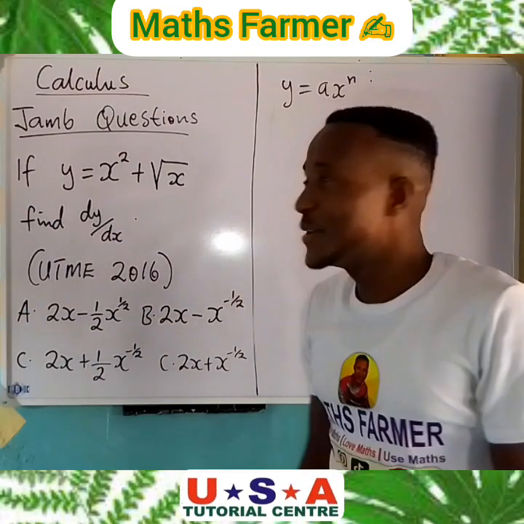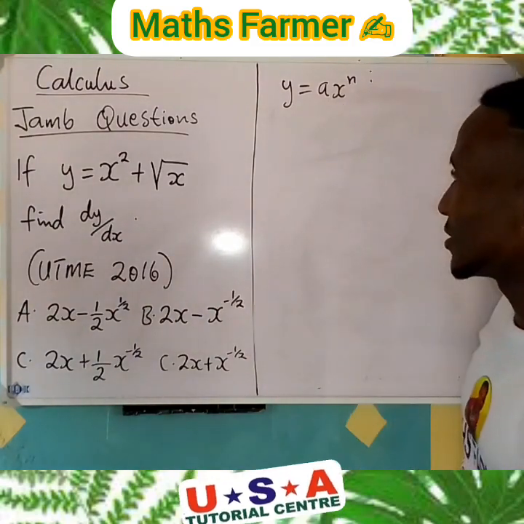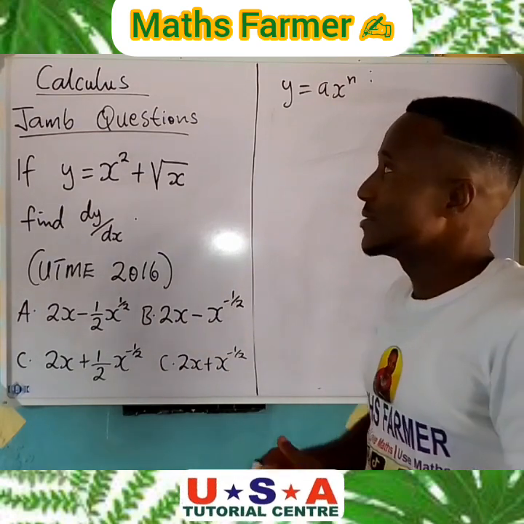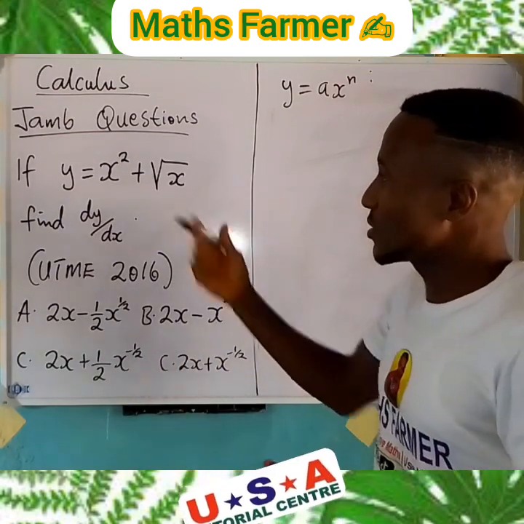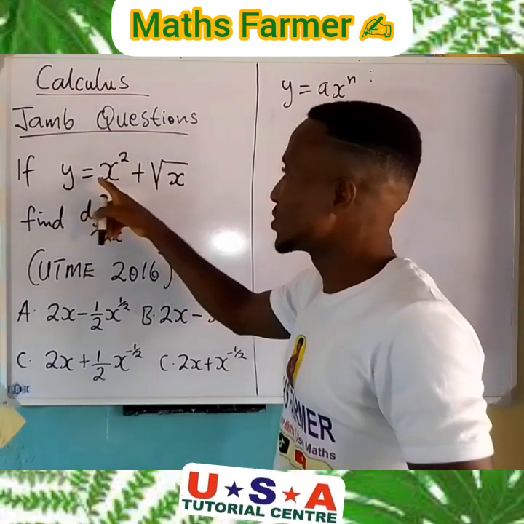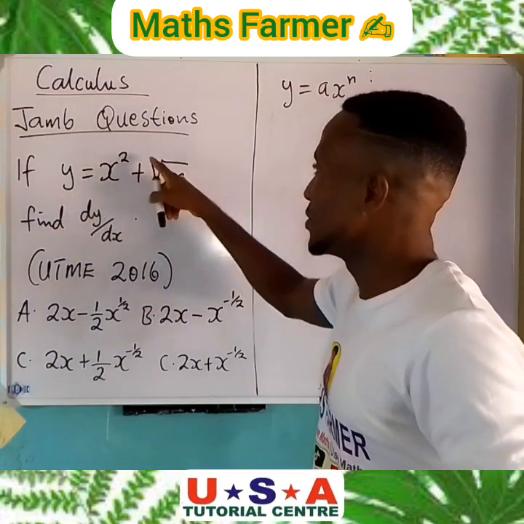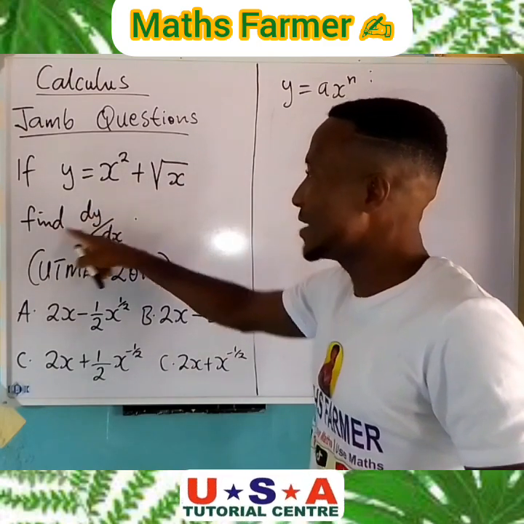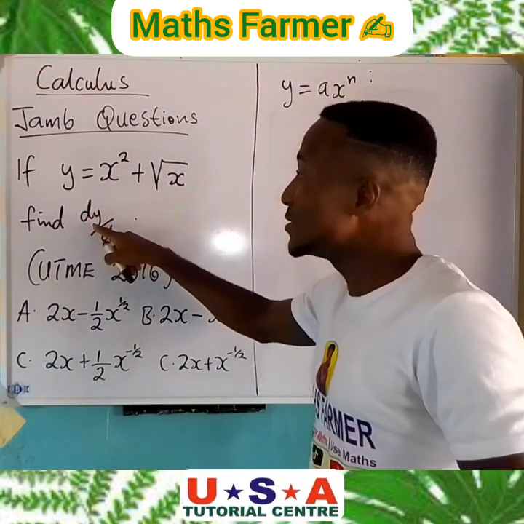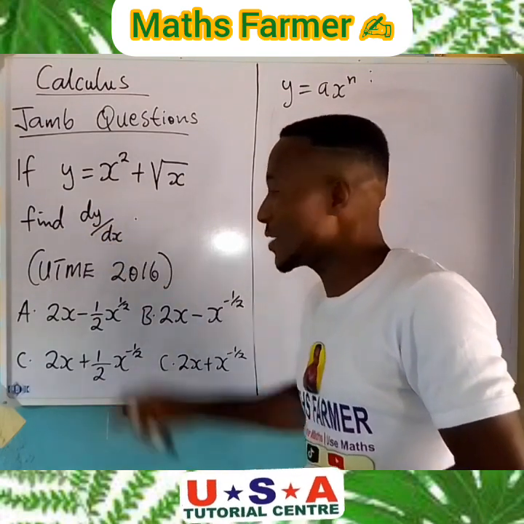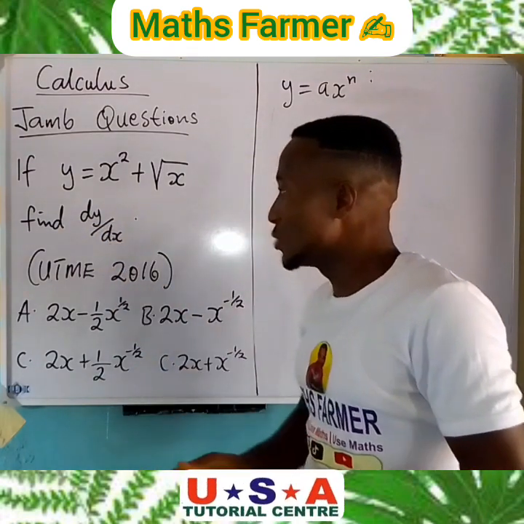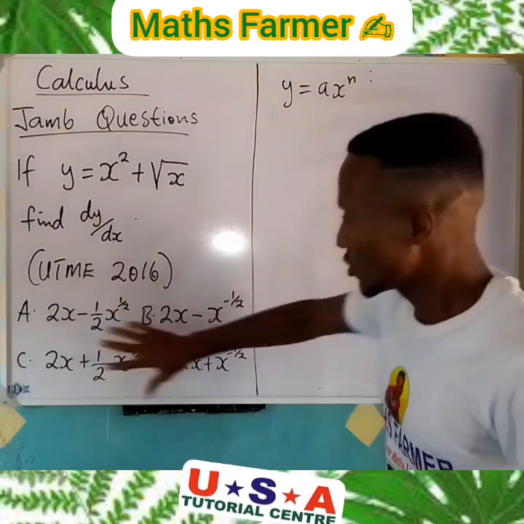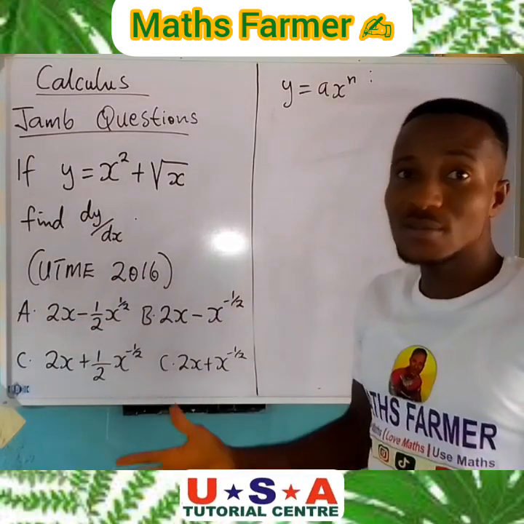In this video, we shall solve this UTME question on the board. Yes, JAMB questions, as we popularly call it, under calculus. So the question said, if y equals 2 raised to the power of x plus root x, we should differentiate. That is, find dy dx. Find the derivative of y with respect to x. This is a UTME question 2016, and these are the possible options given. Which of these options is correct?